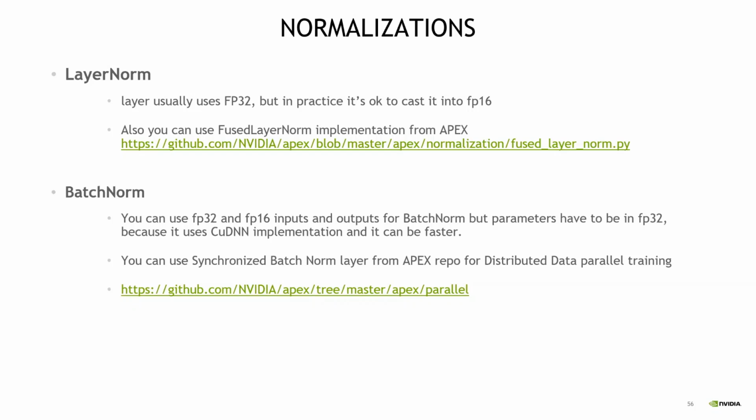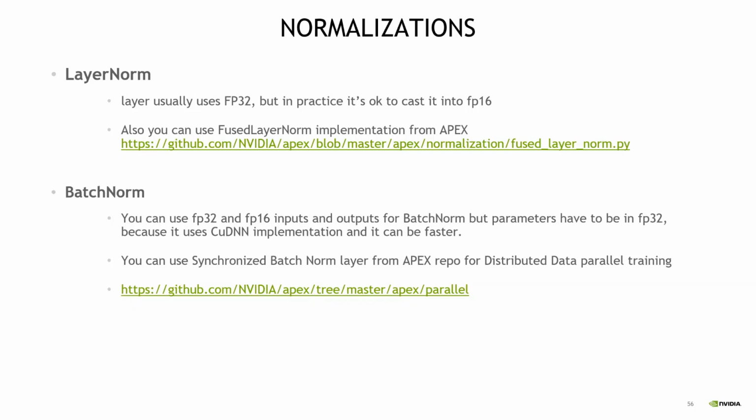Now let's talk about normalizations, about different normalization layers that exist in deep learning frameworks. Layer norm usually uses FP32, but in practice it's okay to cast it into FP16. This is some advice from developers at Facebook, and you can also use the fused layer norm implementation from Apex.